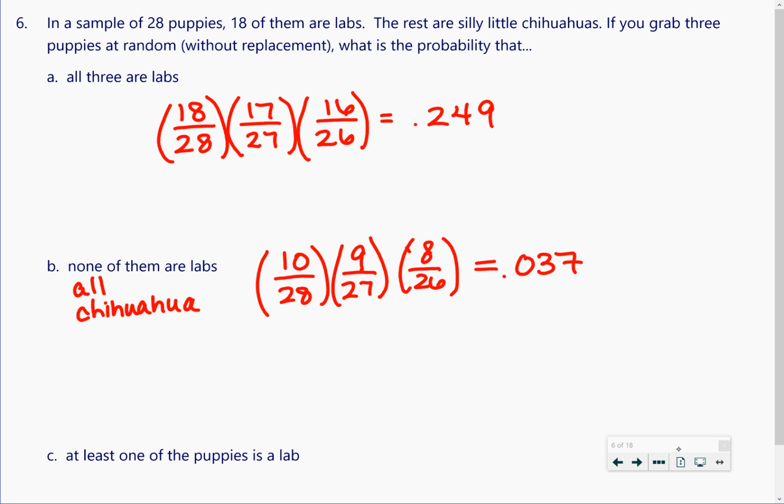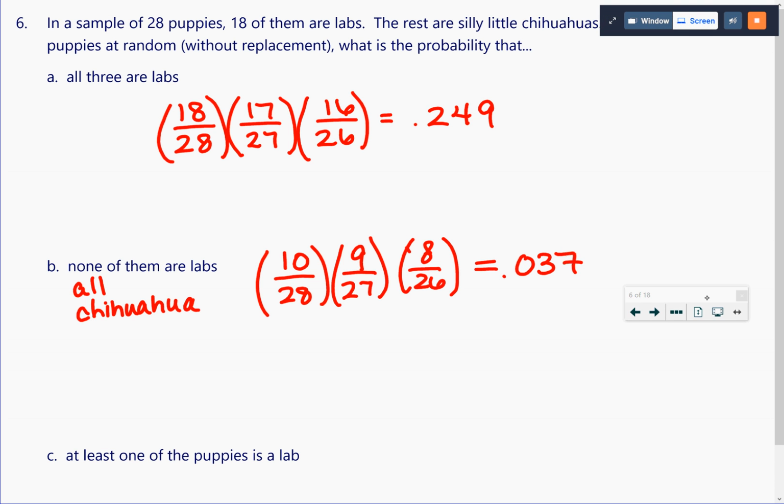Okay, the last part of this question, what is the probability that at least one of them is a lab? Now, if you try to calculate that at face value, that can get a little complicated, right? 1 is a lab, 2 is a lab, 3 is a lab, and then you have to add all those different options together. We didn't do that back in chapter 3.